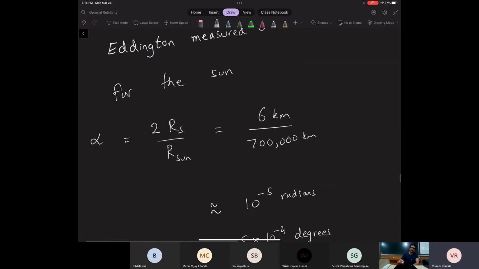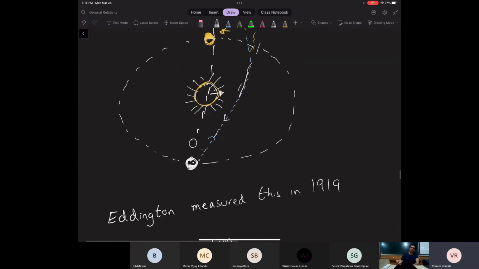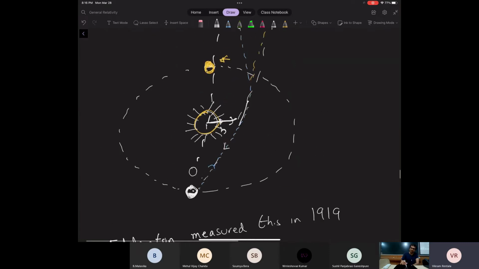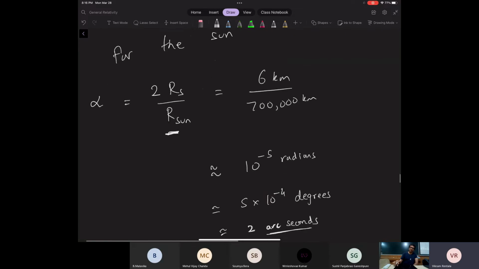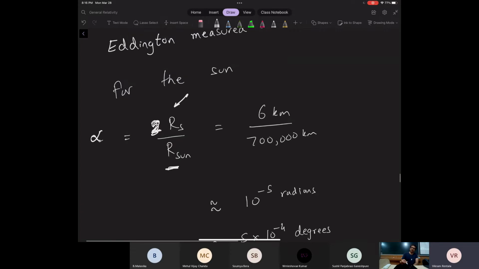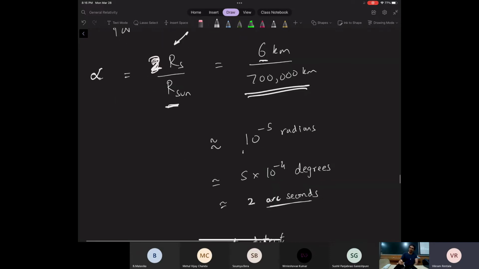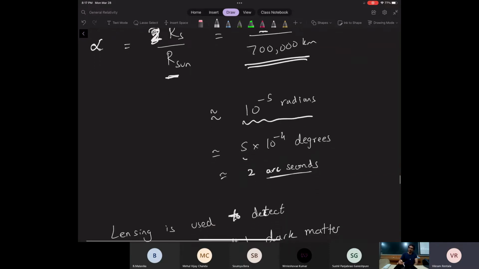So basically the distance of this deflection, which we call B, is just the radius of the sun. That's what we're assuming. So this angle is 2 times RS over R sun. The Schwarzschild radius of the sun is 3 kilometers, times 2 is 6 kilometers, divided by 700,000 kilometers. So this number is about 10 to the minus 5 radians, which is 5 times 10 to the minus 4 degrees.